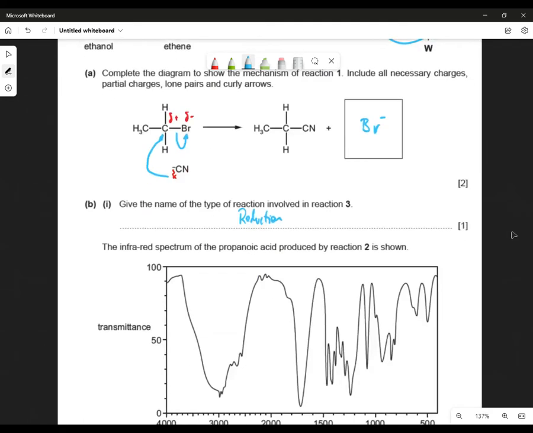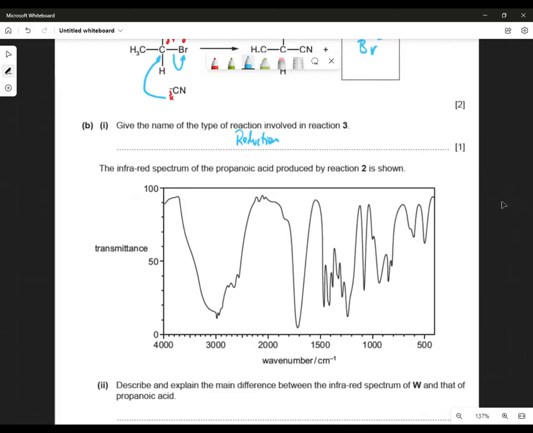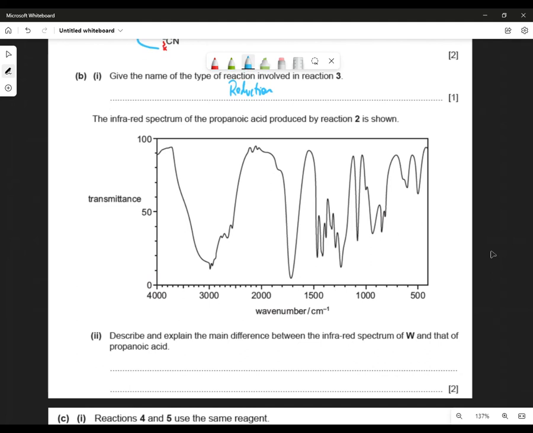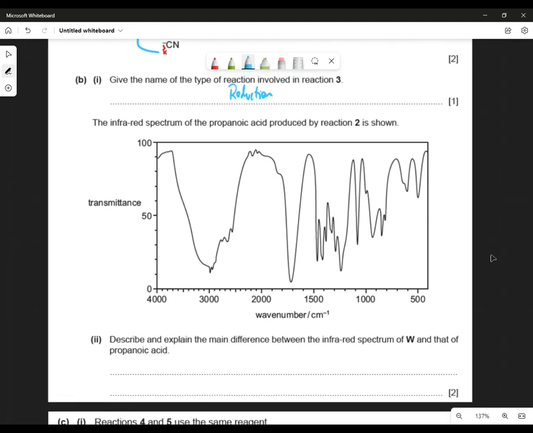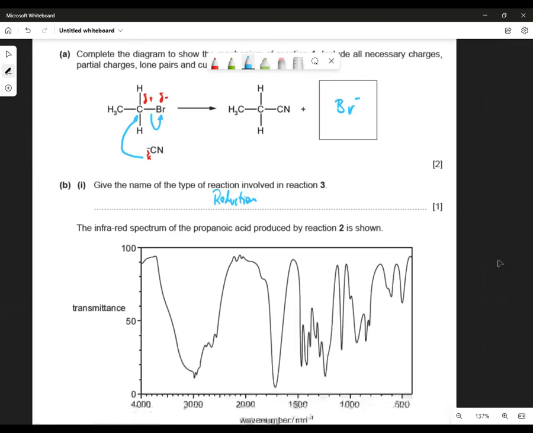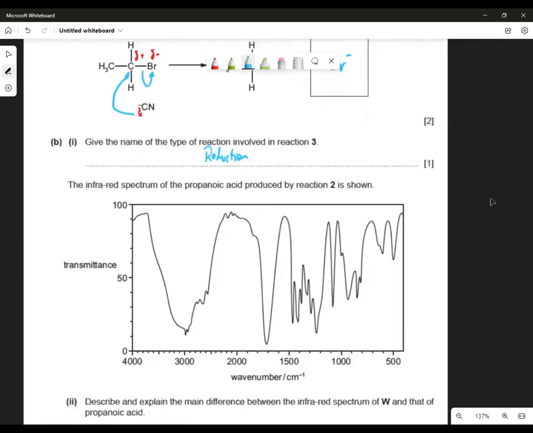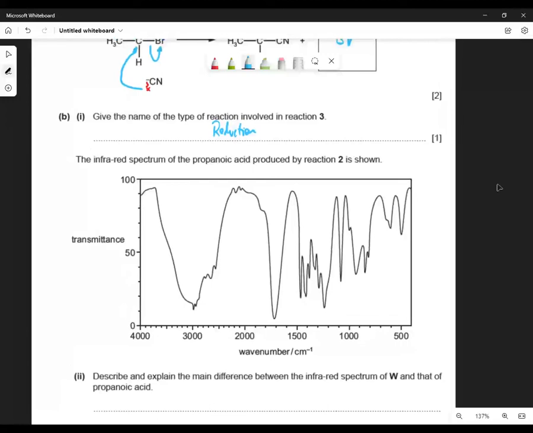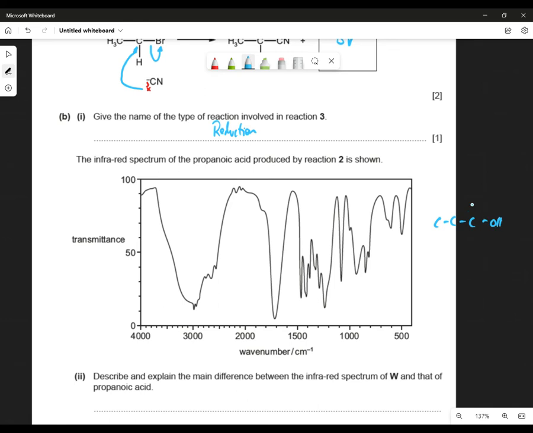Let's move this up. An infrared spectrum of the propanoic acid shown by reaction 2 is shown. Describe the main difference between the infrared of W and that of propanoic acid. Now, W, because what we're doing is we're reducing propanoic acid, is going to be propan-1-ol, okay, primary alcohol. So 1, 2, 3. There's an OH. So as you can see, well, I think anyway, the main difference is it's got no carbonyl group.